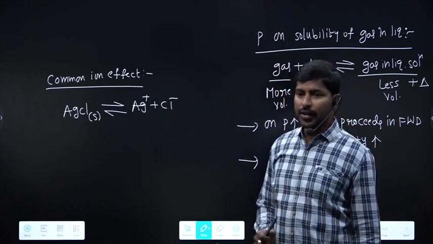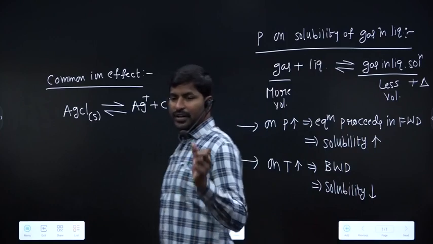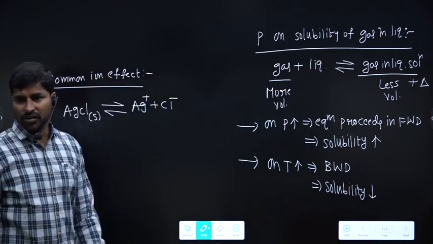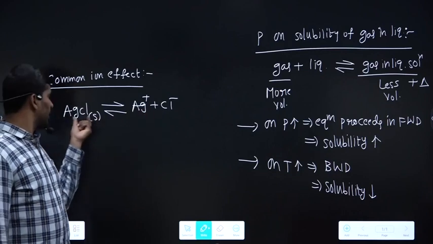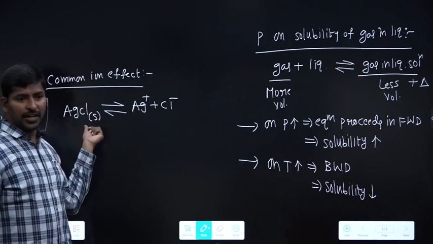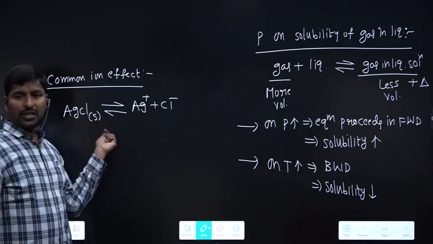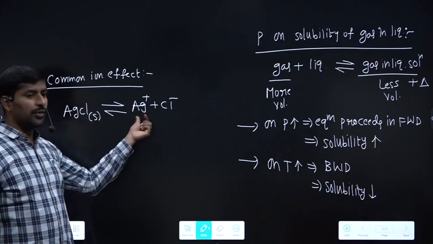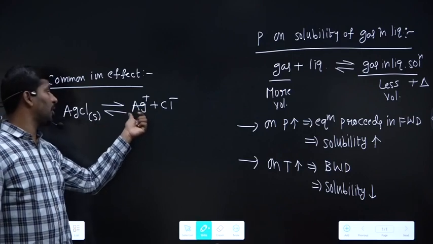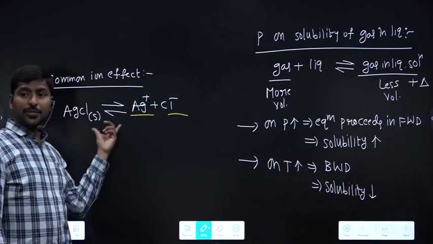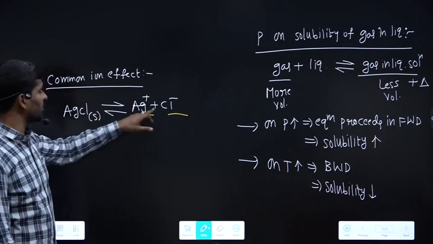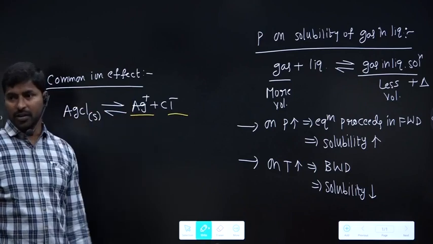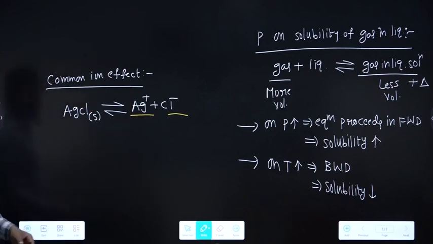Sparingly soluble salt means its solubility is very, very low. For example, we are adding 100 AgCl molecules to water. Only 2 are soluble and the remaining 98 precipitated. Whatever the 2 molecules that are soluble, those 2 molecules exist in the form of ions. This comes under ionic equilibrium, which we study in ionic equilibrium. Ions are involved here.